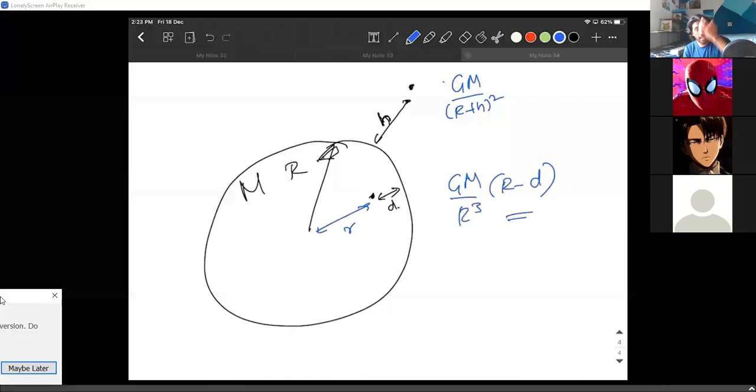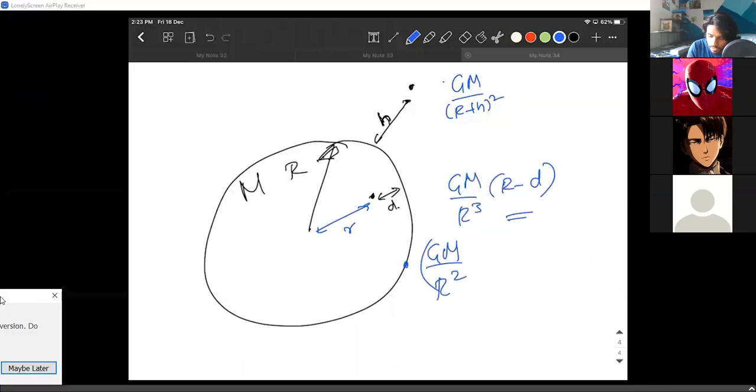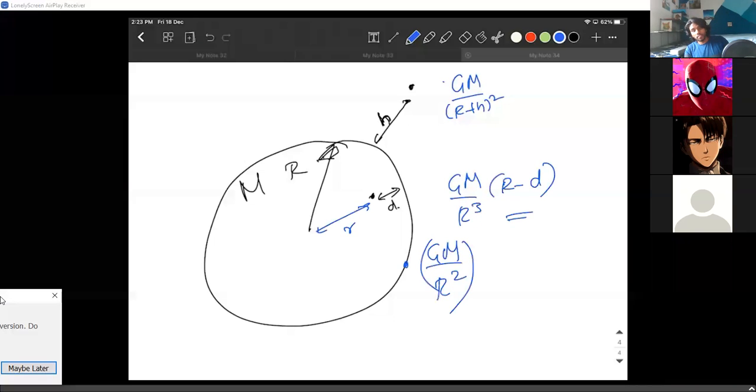So the field outside the planet or on the surface of the planet, everyone knows, is basically GM by R square. If they want to talk about the field, they don't talk in terms of just the distance from the center. They always measure the values from the surface, as some height from the surface, some depth from the surface, or on the surface. This is how they write the fields.